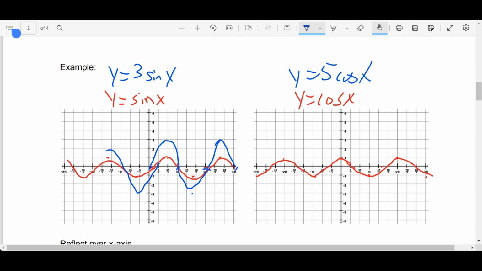Okay, and here we have an amplitude of 5. So we're going to start at 0, and go up to 5 instead, and it's going to go through 0 right here, and negative 5 right here. So on and so forth. Okay, so just keep drawing those points.